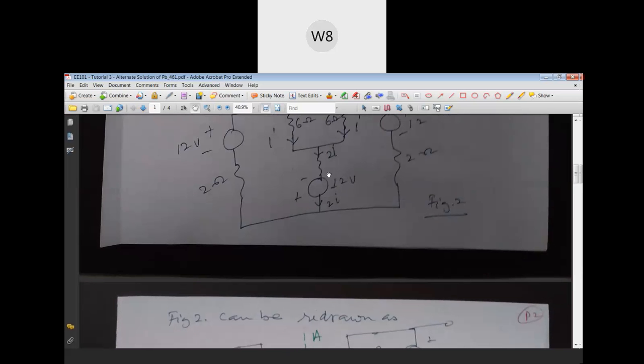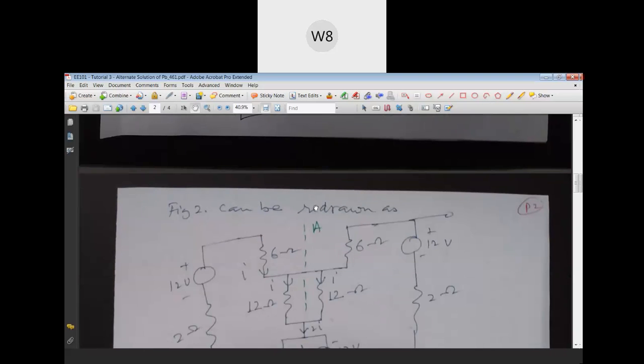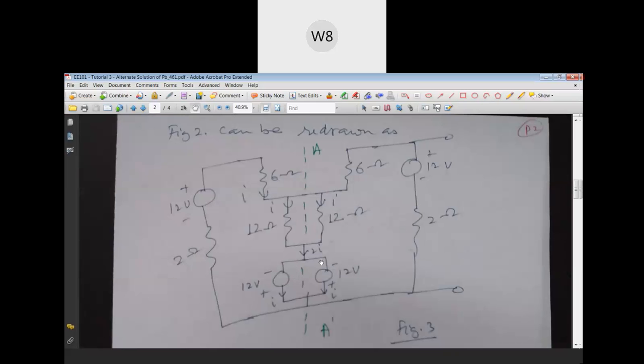Now we have to represent this minus 12 volt also in such a way that there is left and right symmetry in the equivalent circuit. This can also be done easily by substituting the previous single minus 12 volt source with two minus 12 volt sources in parallel, such that each of these two 12 volt sources carries current I.